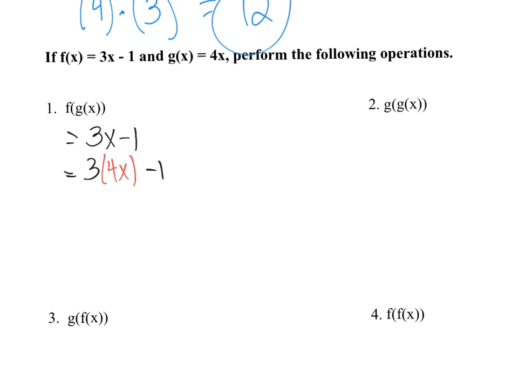What's my next step? Huh? Okay. 3 times 4 is 12x. 3 times 4x is 12x. Can I distribute to that negative 1? No.